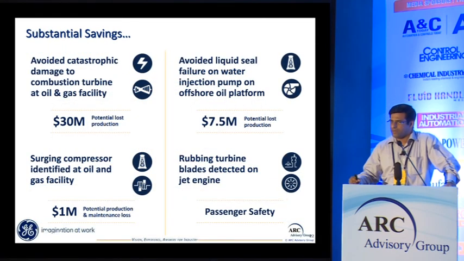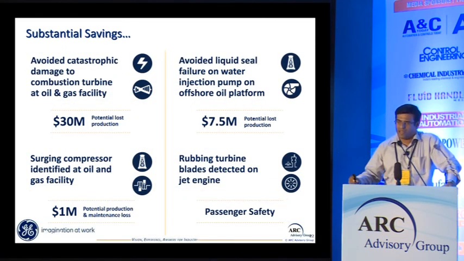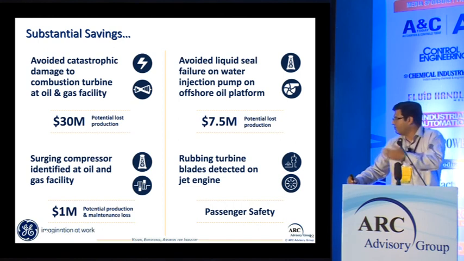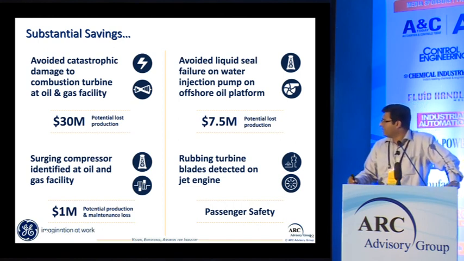Some of the cases, if you see, of course the one in the last corner is priceless. It could have eventually led into a crash, which got saved because of Smart Signal. So millions in dollars are getting saved, and each of them could have led to a catastrophe, be it a combustion turbine getting damaged, be it a surge compression being identified.